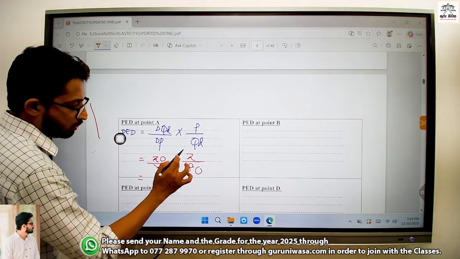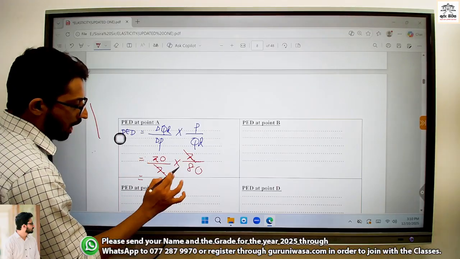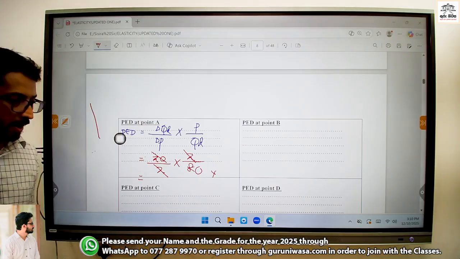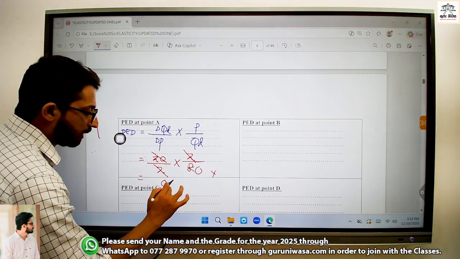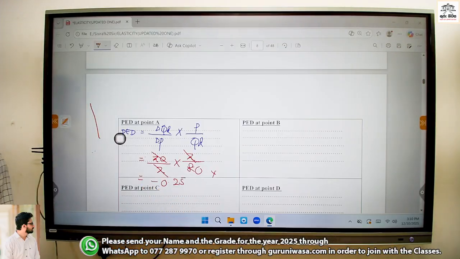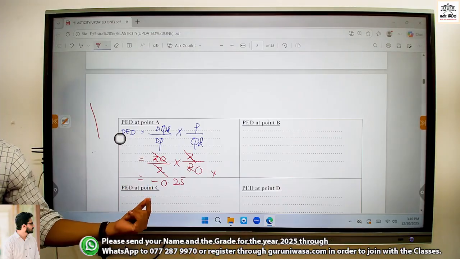If not, 1 here, 2 cancel off. 1, 4, 0.25. Remember, my PED value is always minus. So at this point, price elasticity of demand is minus 0.25.